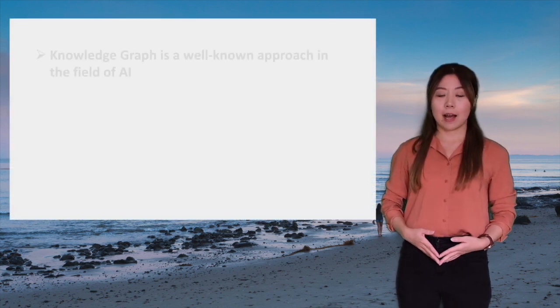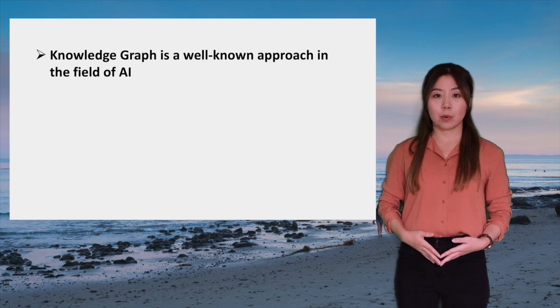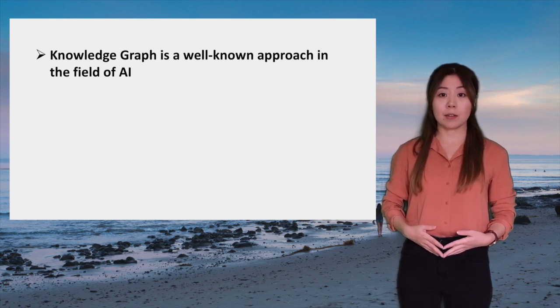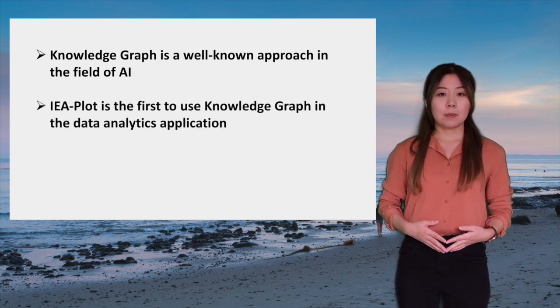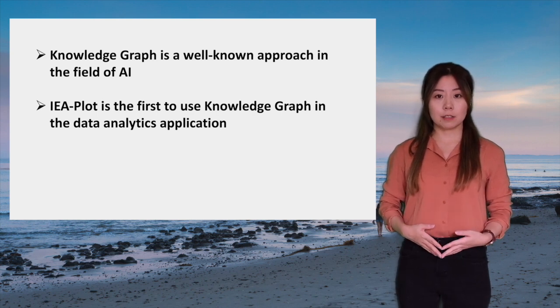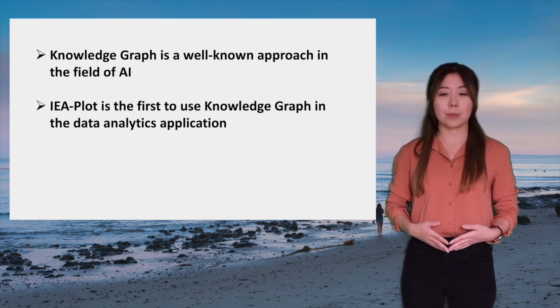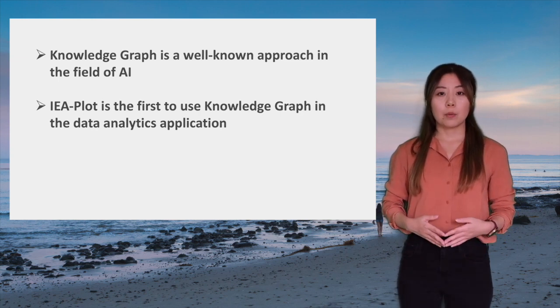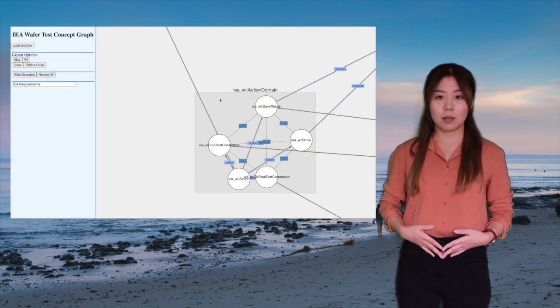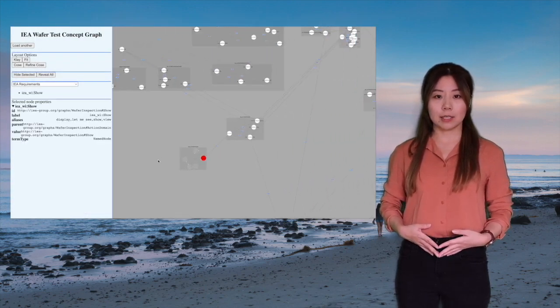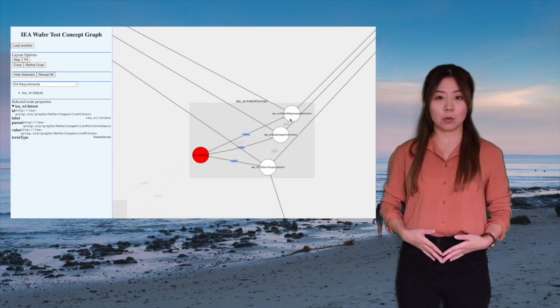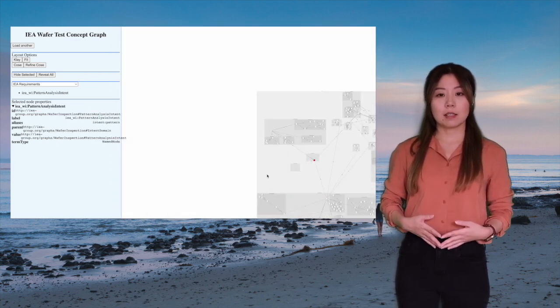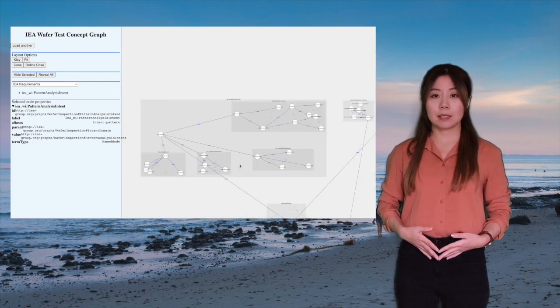In the field of AI, knowledge graph is a standard approach to represent knowledge required by an AI system. The implementation of IEA-Plot is the first time where knowledge graph is used to represent knowledge involved in the data analytic application. We all understand that domain-specific machine learning requires domain knowledge. In the past, this domain knowledge existed implicitly in a workflow. Now in IEA-Plot, this knowledge is represented explicitly with the knowledge graph.